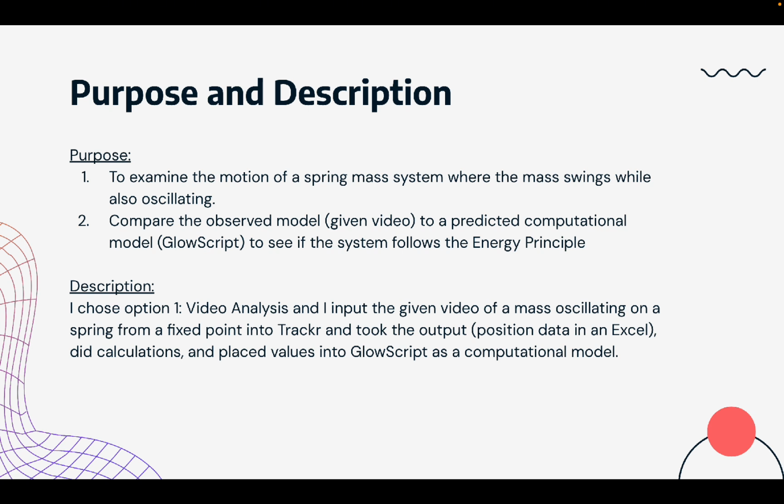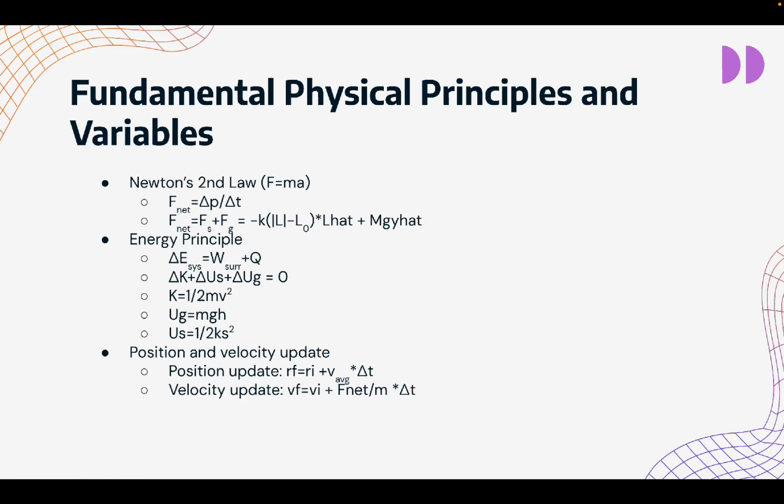So I input the given video into Tracker, took the output, placed the values in the GlowScript. Some fundamental principles, Newton's second law, of course, force is mass times acceleration, also equal to the change in momentum over change in time, and F net in this case is the force of the spring plus the force of gravity. And then energy principle, the energy of the system is the work of the surroundings plus the heat, and we got delta K plus delta potential energy of spring plus potential energy of gravity equals 0 because that's the energy of the system in this case.